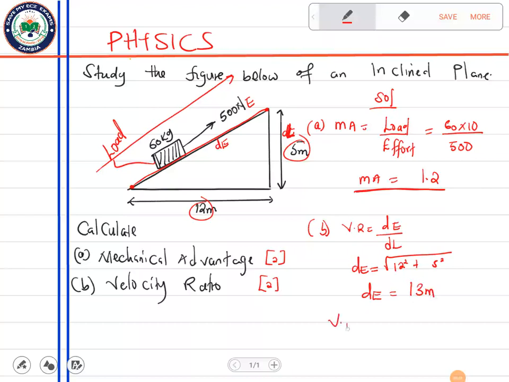Then we can say the velocity ratio is equal to distance moved by the effort, which is 13 meters, over distance moved by the load, this one here, 5 meters. So dividing 13 by 5, we're getting 2.6 as your velocity ratio.